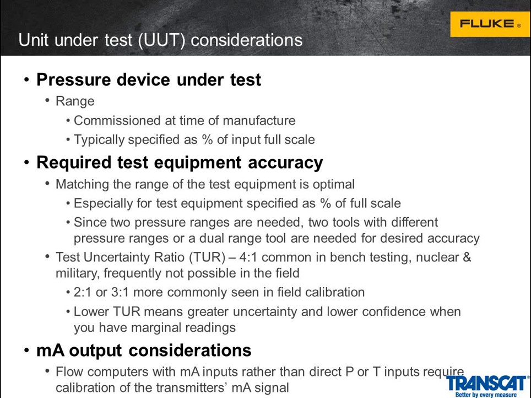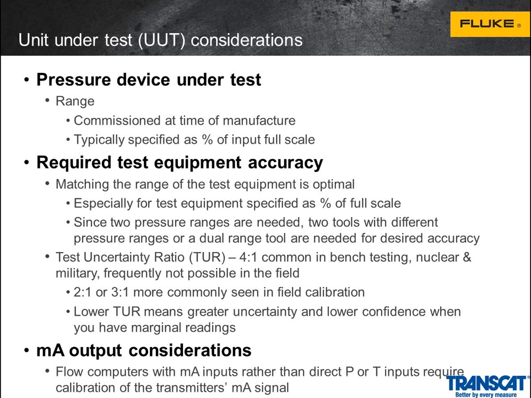What we're actually seeing is that as the transmitters get more and more accurate, it's harder and harder for the calibrators to maintain that spacing. And so frequently you'll actually see TURs in the 2 to 1 or 3 to 1 range. So what does that mean? Basically, a lower TUR means that you are less certain in your results.